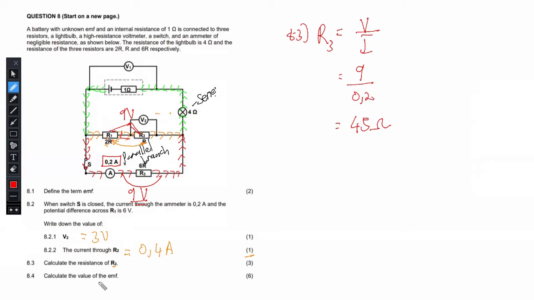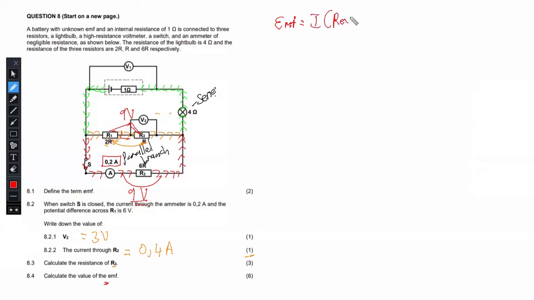So 8.4 says calculate the value of the EMF, right? So to calculate the value of the EMF, this is for 6 marks. We know that EMF is equal to I, and then R external plus R internal. But then before we can get to that, obviously we must figure out what is our total current here and then what is our R external. Now, how can we get the total current?